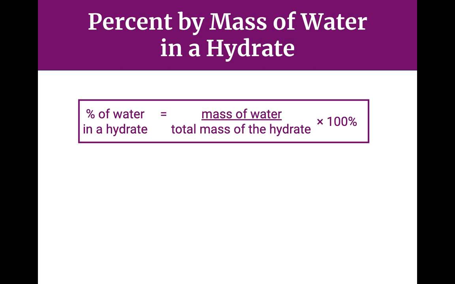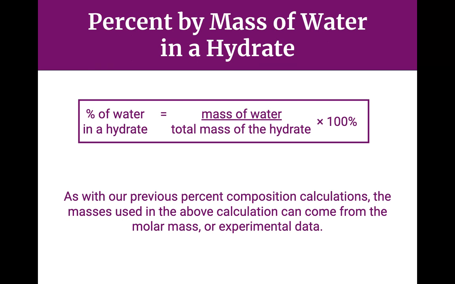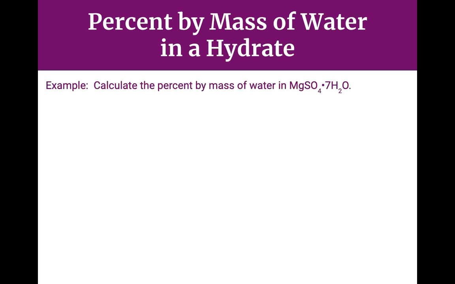So one of the ways we can represent how much water is in a hydrate is a mass percent. So the percent of water in a hydrate is going to be the total mass of water in the hydrate over the mass of the whole hydrate times 100%. This is very similar to our previous percent composition calculations, and the masses that we're going to use for the calculation can either come from the molar mass, if we know the formula, and more often they come from experimental data because we're trying to figure out how much water is present. So let's first look at an example where we know the formula so we can calculate the percent by mass of water by using molar masses.